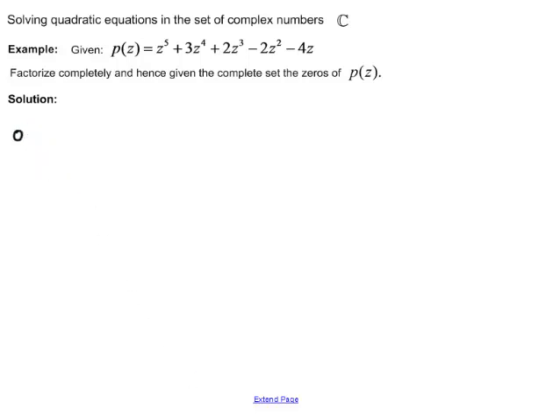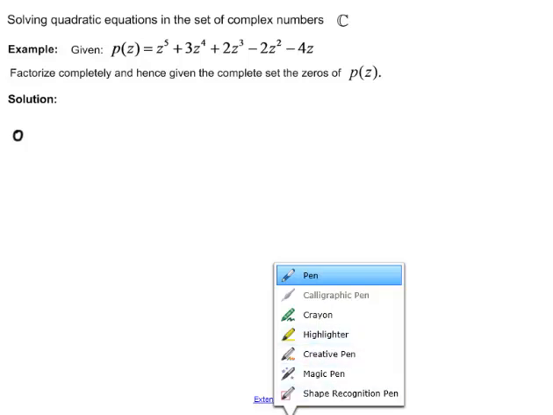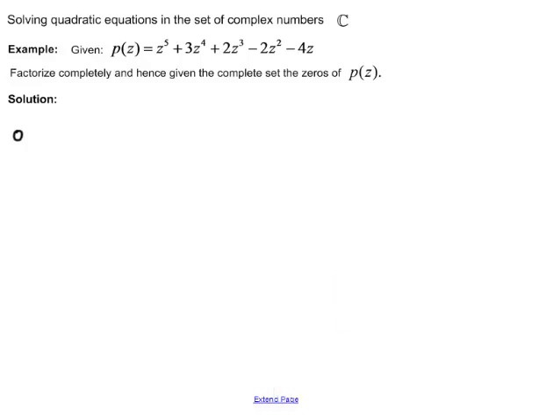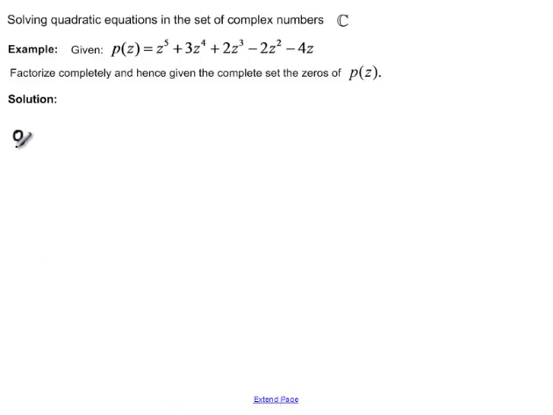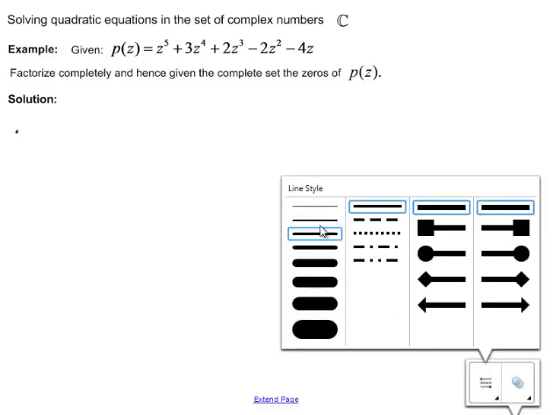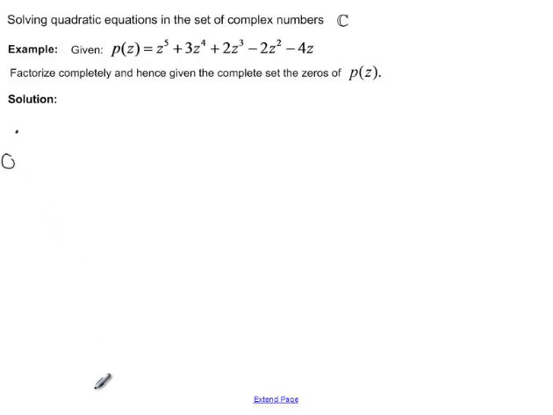What is this? I don't know what's happening. I'm trying to get a thinner line. I'm not winning. I don't know why. Okay.